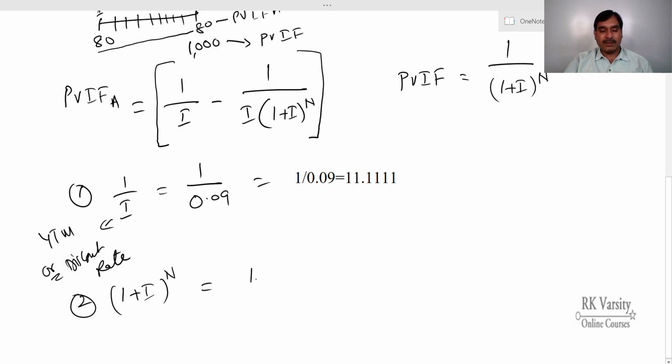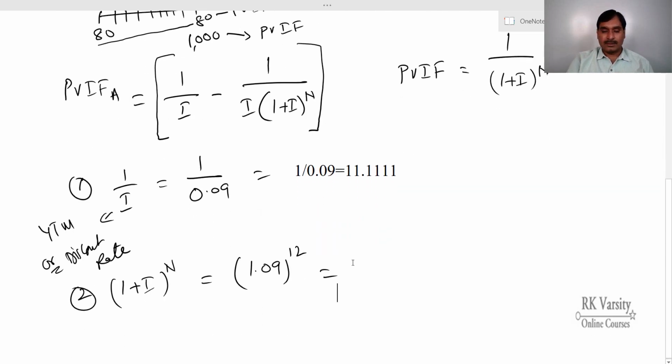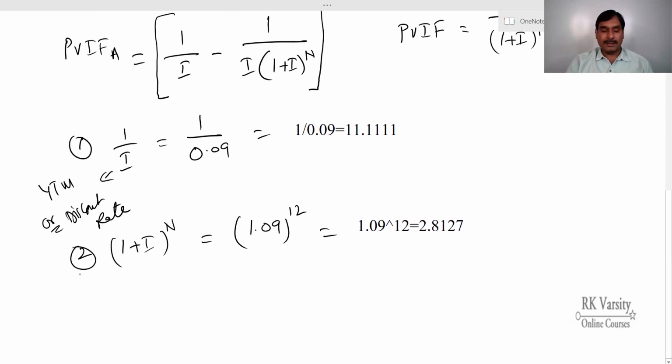Next, in step 2, we will calculate (1 plus I) to the power of n. So this equals 1.09 to the power of 12 years, as your n is 12 years. So 1.09 raised to the power of 12 is 2.8127.